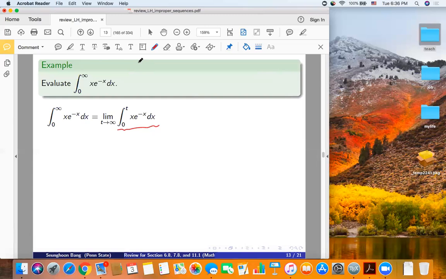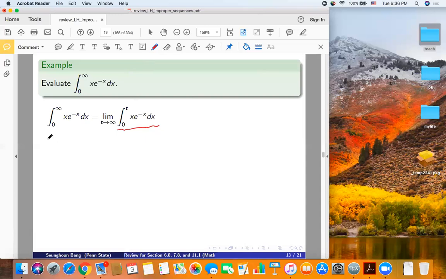Integration by parts? u dv is integration by parts. Sorry, Kevin. Yeah, Kevin, right? Yeah, integration by parts. Elisa said integration by parts. How about other guys? Do you agree? Yeah, so you have to use integration by parts. How can you decide u and dv?